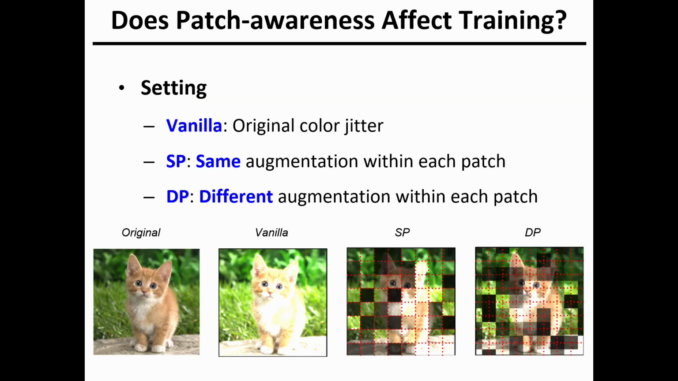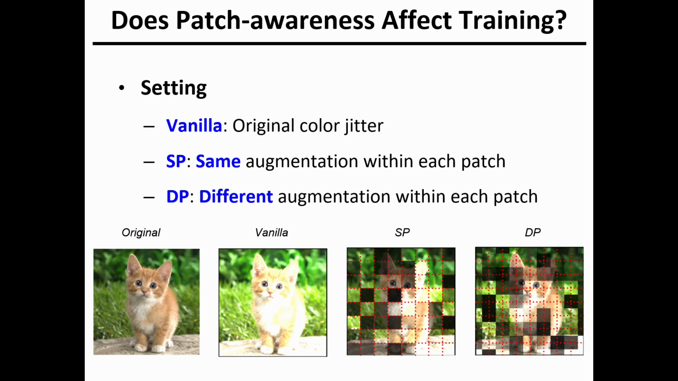Before we go into the details of our patch-aware augmentation design, the first question, or sanity check, we want to raise is whether patch awareness really affects training. So we do the following experiment where we use 3 different augmentation techniques. The first is the vanilla, where we use the original image-wise color jitter.